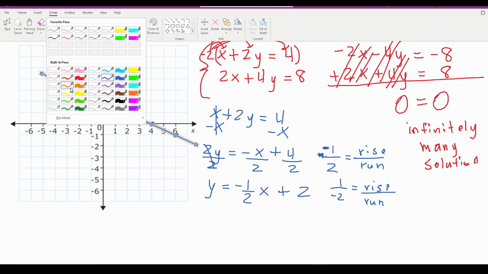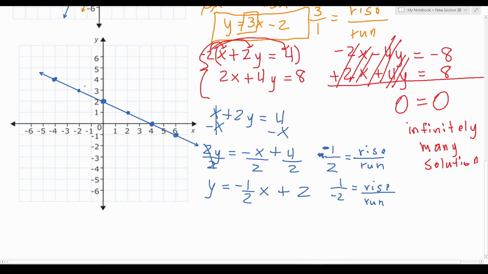All right, now that that line's plotted, let's go ahead and plot this second line. Again, our second equation was 2x plus 4y equals 8. We're solving for y now, so we can have it in y equals mx plus b form. So we're going to subtract 2x from both sides. This leaves us with 4y equals -2x plus 8.